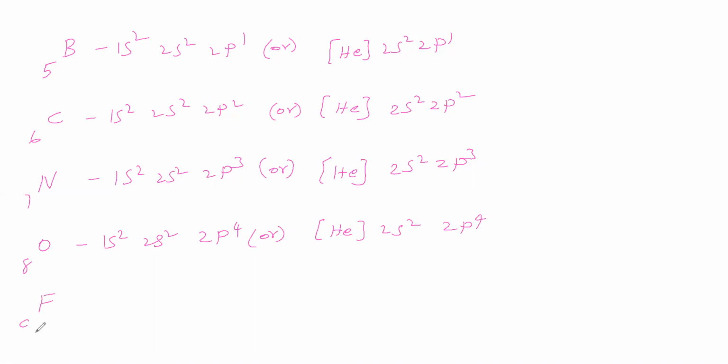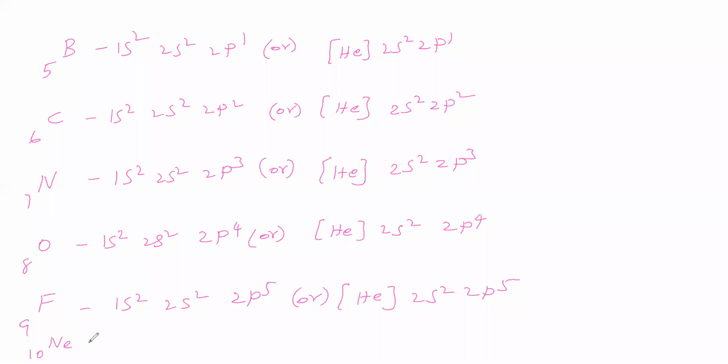Next fluorine, atomic number 9, electronic configuration 1s2 2s2 2p5. This we can write in the form of helium 2s2 2p5. Valency shell configuration is 2s2 2p5. Valency electrons are 7 electrons in the fluorine, we can say.